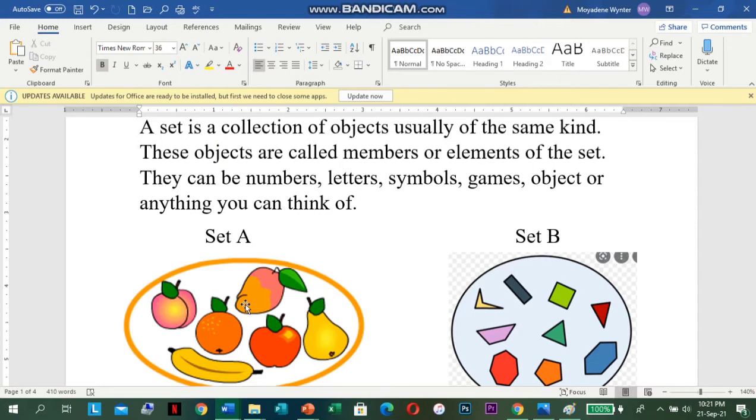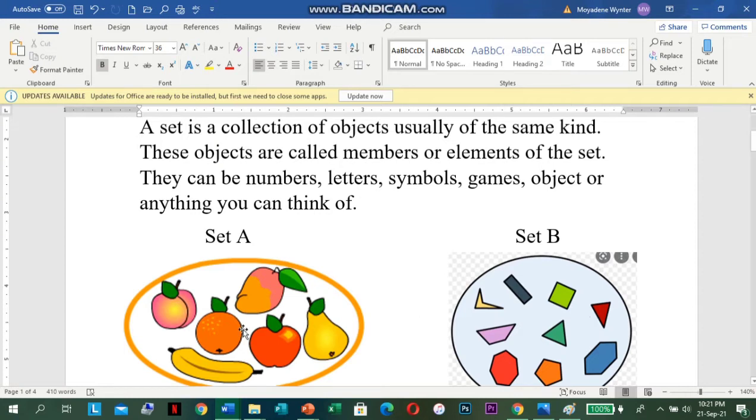Now in set B, we have a triangle, a square, a rectangle, a triangle again, a hexagon, a pentagon, a heptagon, and we have some irregular shapes there. So all are shapes, right? But they are different kinds of shapes. So that means they are all of the same kind because they are all shapes.